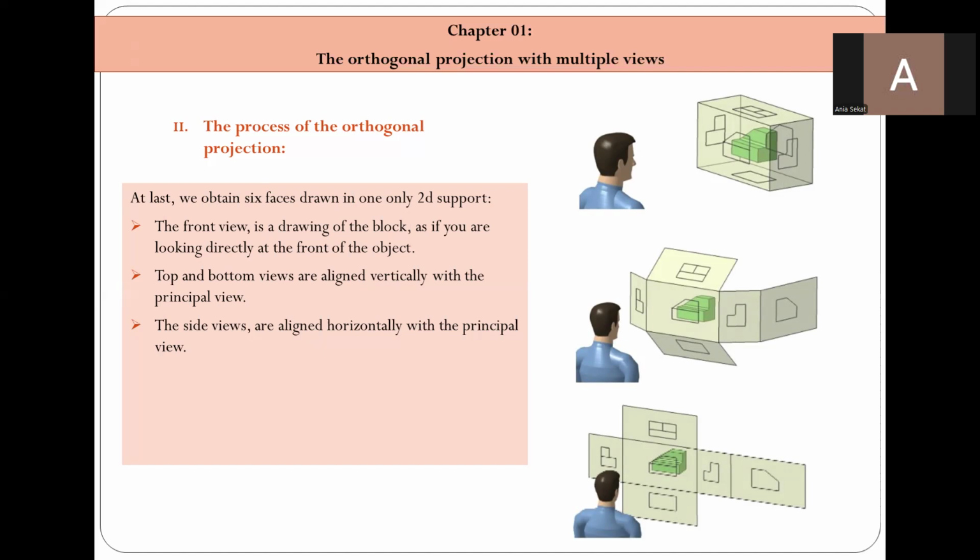The front view is the drawing of the block as if you are looking directly at the front of the object. Top and bottom views are aligned vertically with the principal view. The side views are aligned horizontally with the principal view.